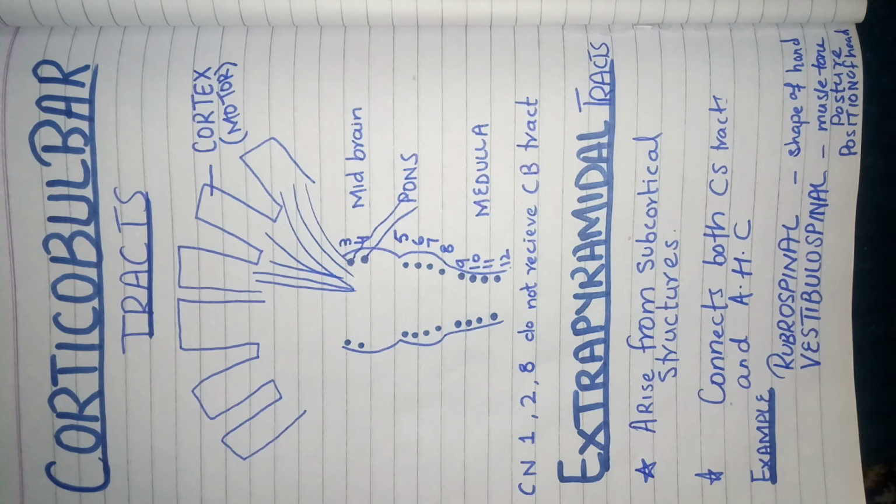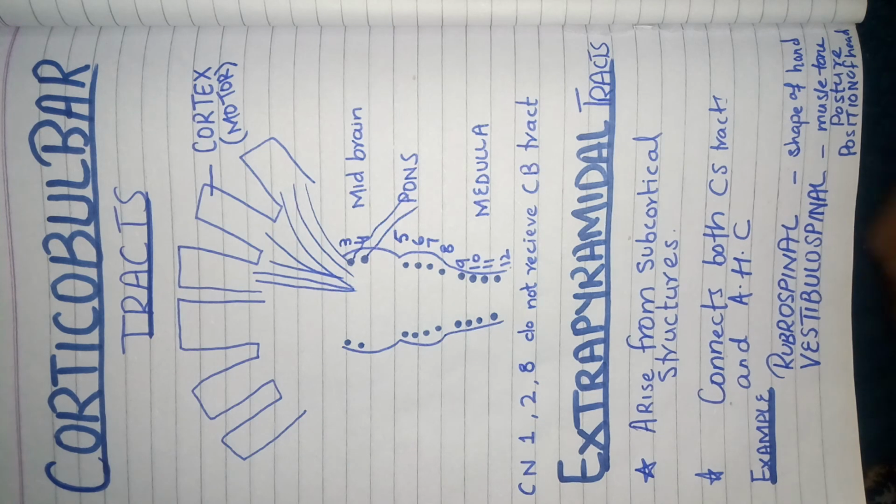Okay, to explain the scenario, I've mentioned two examples: the rubrospinal tract and the vestibulospinal tract. If you take the rubrospinal tract, it decides the shape of the hand. For example, if you are planning to hold a pen or a paper or anything else, the rubrospinal tract will decide which muscles need to contract, which muscles need to relax, and what should be the shape of the hand before lifting any object. Okay, that is done by the extrapyramidal tract. They give the directions to the corticospinal tract, and the corticospinal tract will just perform the activity.